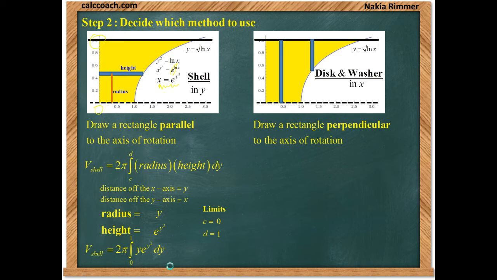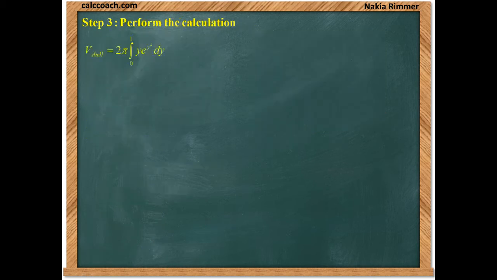Step 3 is to perform the calculation. We have this exponent on e, which is one power higher than the power on the variable on the outside. So that's a clue that you should do u substitution. Let u be the entire exponent on e. Take the derivative: if u is y squared, then du is 2y dy. Now you have to substitute for y dy, so you're going to have to get rid of this 2 by dividing by it.